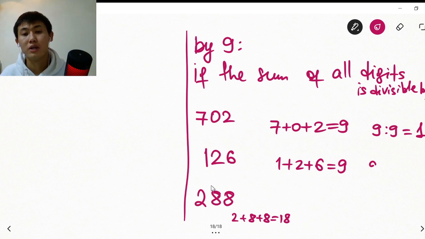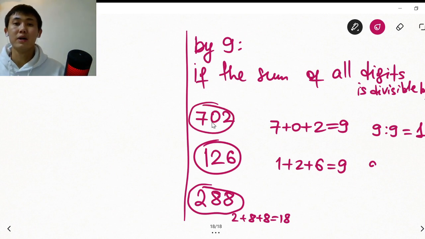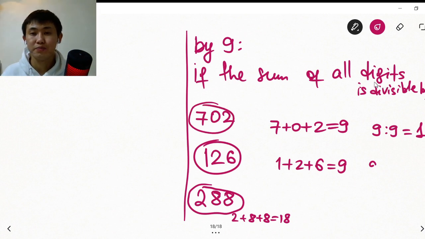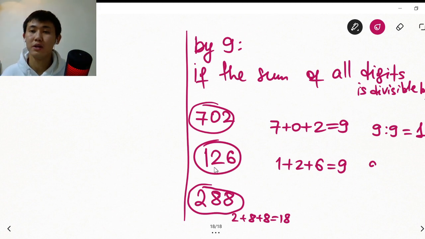So that's why we can see that they are divisible by 9 by adding all the digits and looking at the sum of all digits. If it's divisible by 9, this number is divisible by 9. If it's not, this number is not divisible by 9.